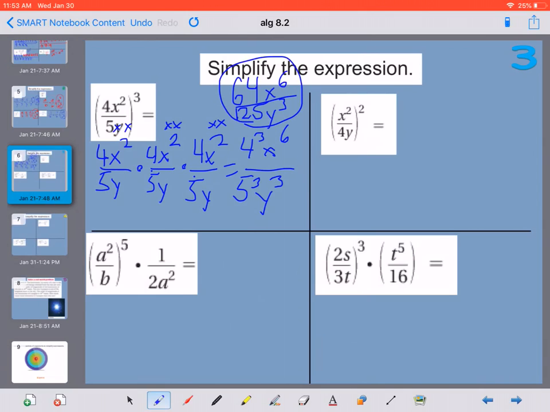Next one we have 2, so x squared over 4y times x squared over 4y. So that's saying we have 1, 2, 3, 4 x's on the top, so x to the fourth, times 4 times 4, which is actually just 16, and y times y, which is y squared.